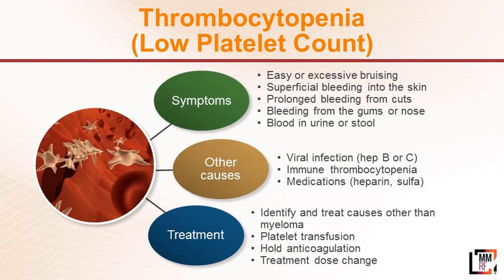So thrombocytopenia is a low platelet count. So symptoms of having a low platelet count could be easy or excessive bleeding. Superficial bleeding to the skin is something that we call petechiae. So that is little pinpoint purplish red dots that can be present.